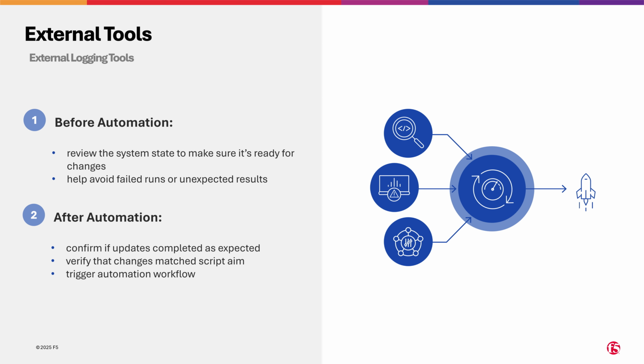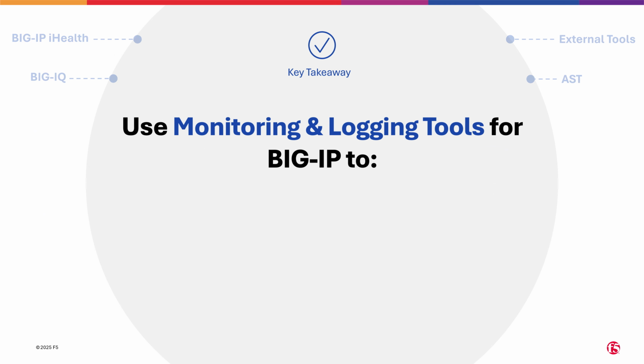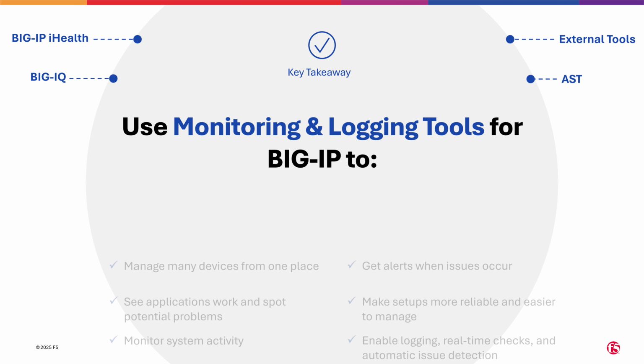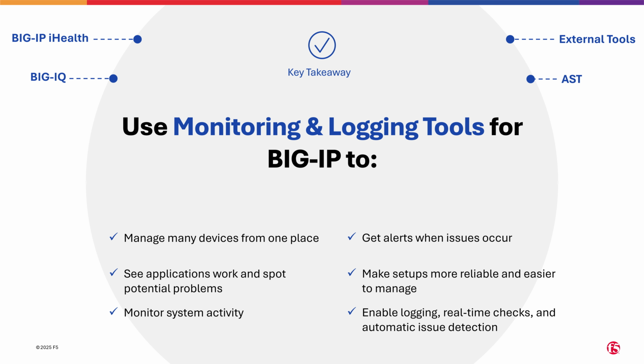You can also use logs to trigger an automation workflow. For example, if a pool member is marked down, a log entry can launch an Ansible playbook to replace or restart the node. To wrap up, this chapter explored tools that help you manage and monitor BigIP before, during, and after making changes. BigIQ helps you manage many devices from one place, and the AST tool shows how applications are working and where problems might be.